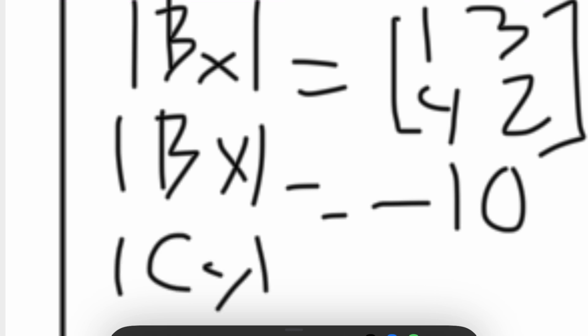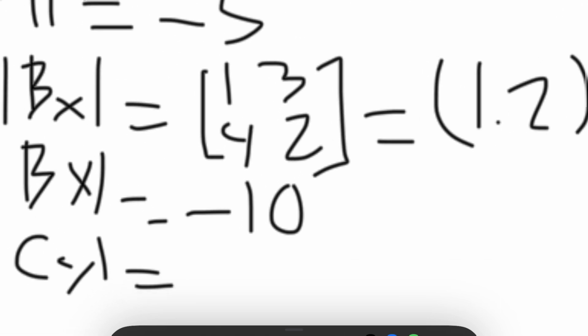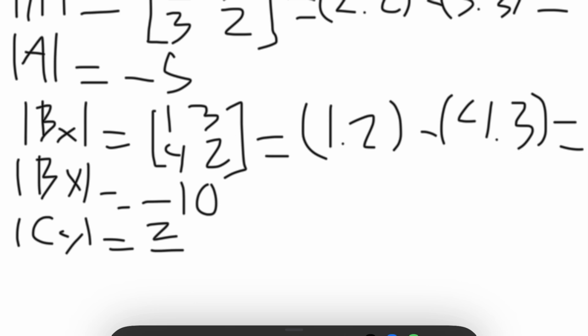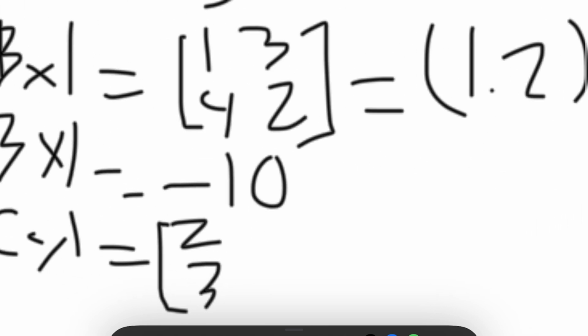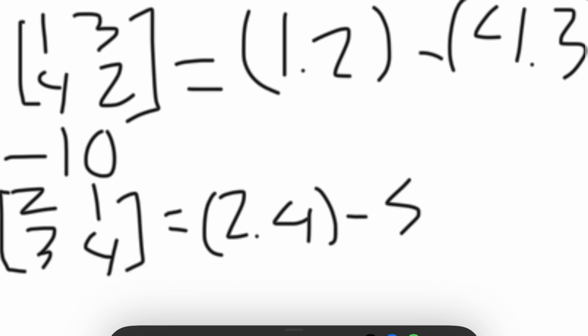The y determinant is pretty much the same, just instead of the replacement of the x column, it is for the y column. So instead of 3 and 2, it will be 1 and 4. You already know it. Multiply and then subtract. 2 times 4 minus 3 times 1.